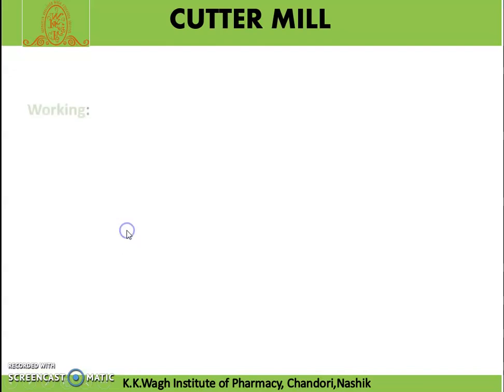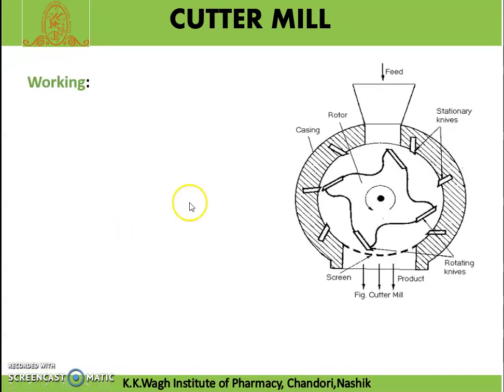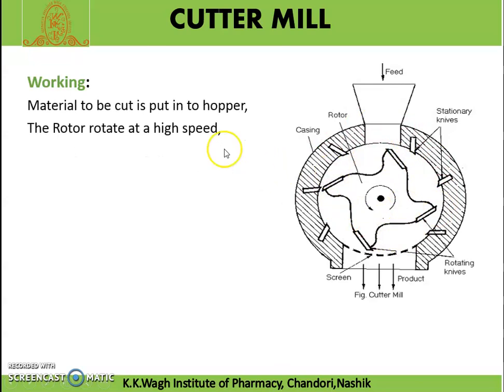Let's see the working of the cutter mill. This is the diagram of the cutter mill. Material to be cut is put into the hopper. The rotor rotates at a high speed. This is the feed, or this is the inlet. From this hopper we can put the material on the rotor. On the rotor there are the rotating blades or rotating knives which are moving, and on the casing the stationary knives are placed.